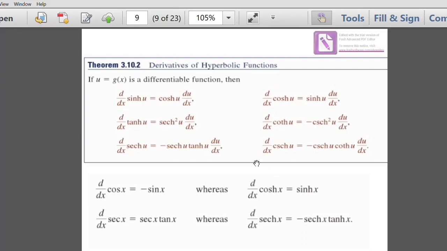So you just need to distinguish between two things. The derivative of cosine is minus sine, but here the derivative of hyperbolic cosine is equal to hyperbolic sine, without any negative sign. The derivative of sec is sec tan, whereas the derivative of hyperbolic sec is minus hyperbolic sec multiplied by hyperbolic tan. So you need to distinguish between these two things to not get confused between the hyperbolic functions and the trigonometric functions.